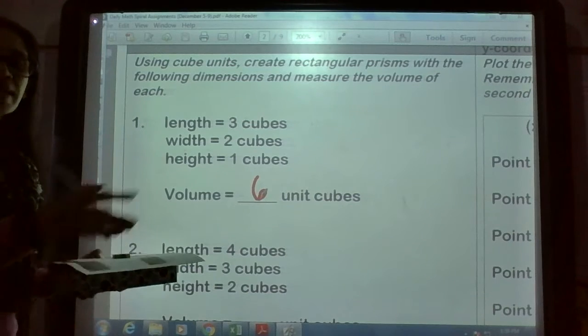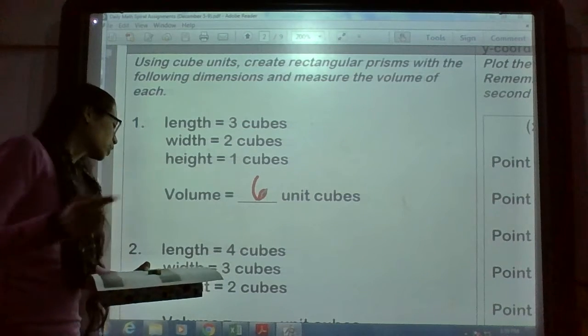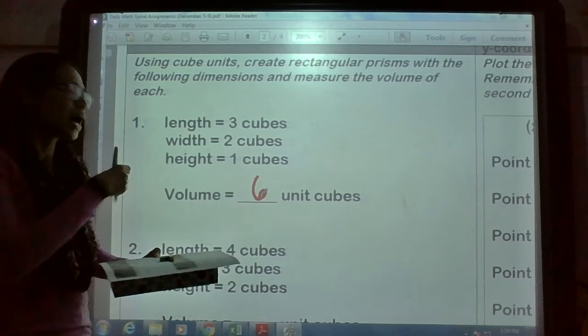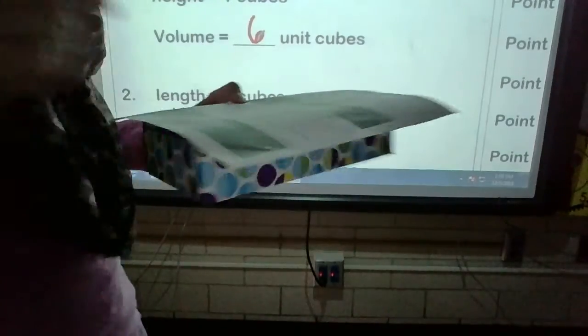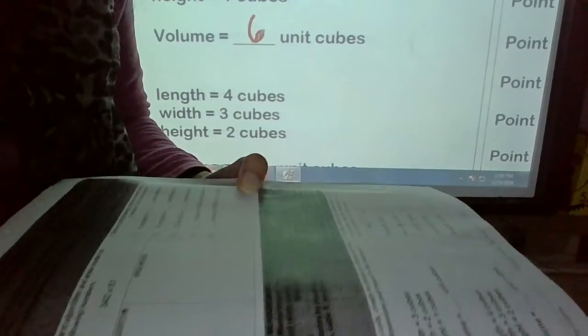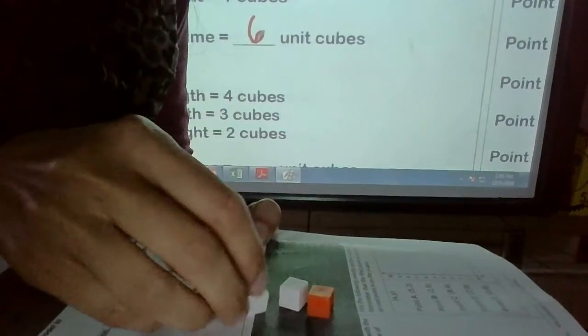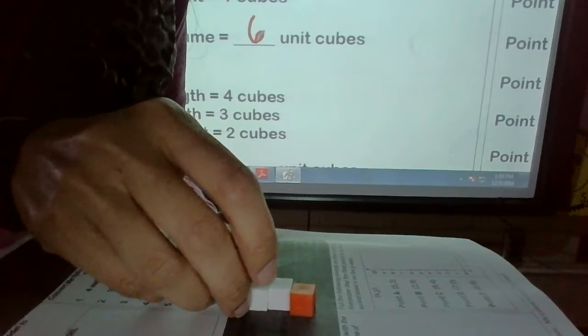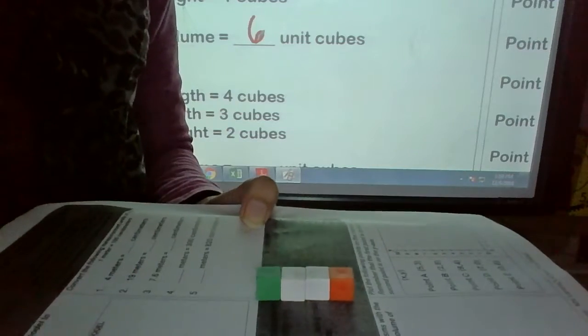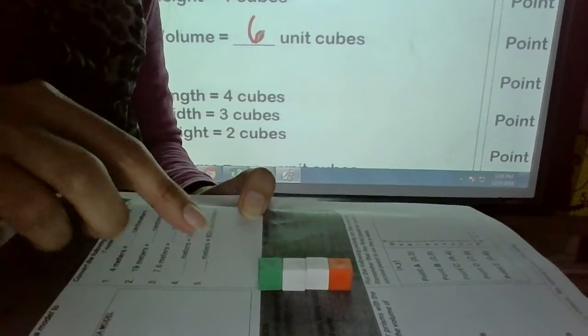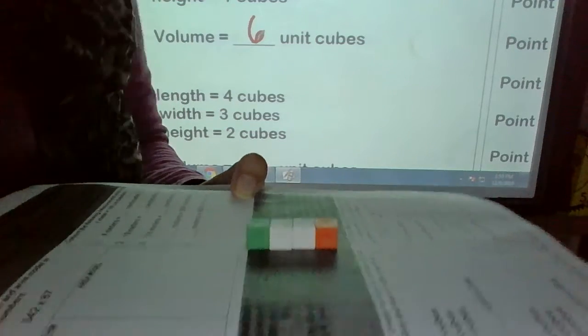All right, look at the next one, number 2. It has a length of 4, a width of 3, and a height of 2. All right, let me put these back, use some more cubes. All right, so we need a length of 4. So I need to get 4 cubes. 1, 2, 3, 4. Now, if you want to practice doing these in class, you can, all right? So do you see 4? And what's the width? The width is 3.